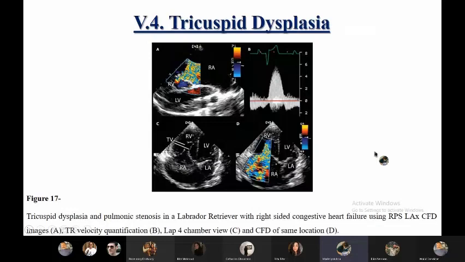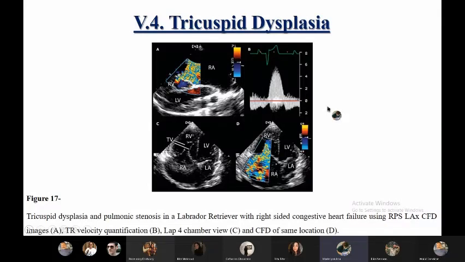Onto tricuspid dysplasia. It is quite similar to mitral dysplasia, but also occurring at the right side of the heart. So the signs that are expected to be shown are right heart side signs in comparison to left heart side signs in mitral dysplasia. So these are a collection of images of tricuspid dysplasia and accompanying pulmonic stenosis, two congenital abnormalities in a lab retriever that also had right-sided congestive heart failure. So that is a severe end stage of tricuspid dysplasia with accompanying pulmonic stenosis.